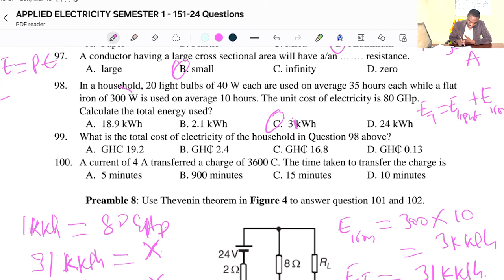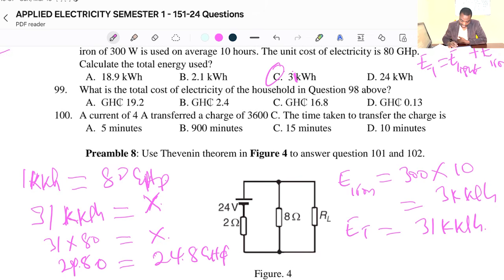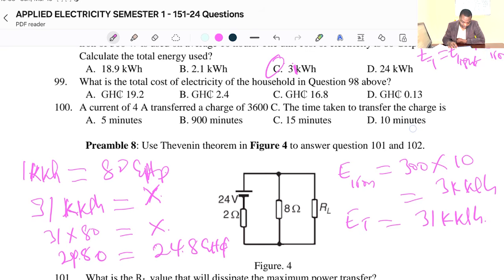So if you cross multiply, you get 31 times 80. And that will give us what do I get? 0, 8, 8, 8 times 3, 24. Okay. So you get 24.8 Ghana cedis. So again, here the answer is not there. So this question was given as a bonus, right? So it was given as a bonus. Okay, so the answer will be somewhere here, maybe.